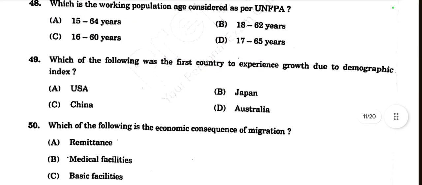Question number 49, which of the following was the first country to experience growth due to demographic dividend? USA, Japan, China, Australia. The right option is Japan, the first country to experience growth due to demographic dividend. So option B is the right choice.